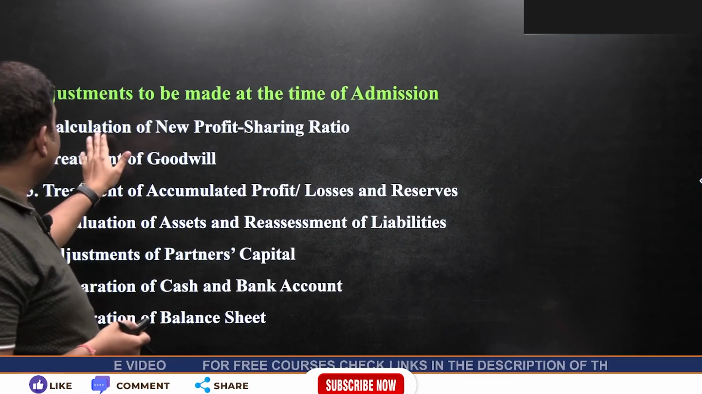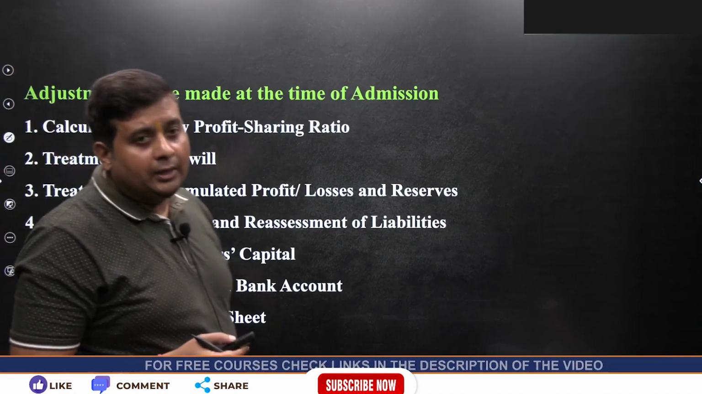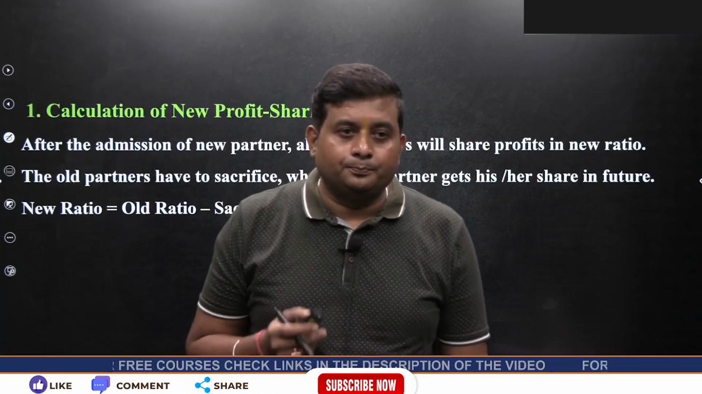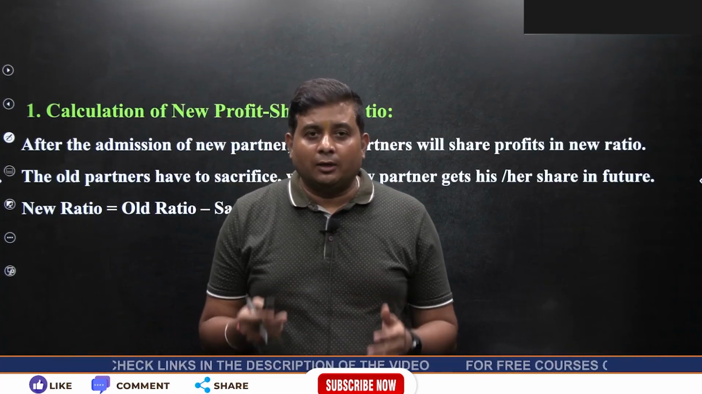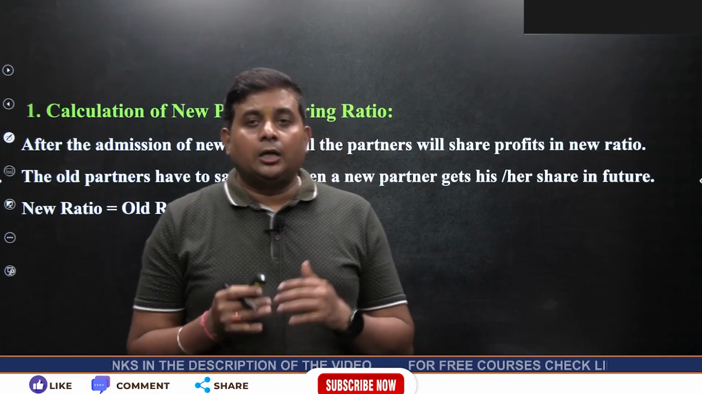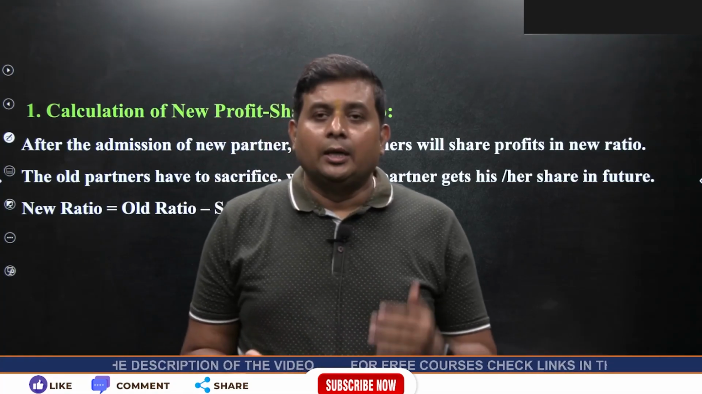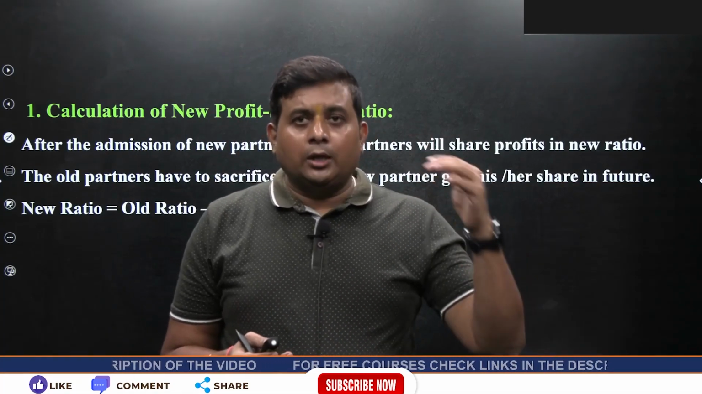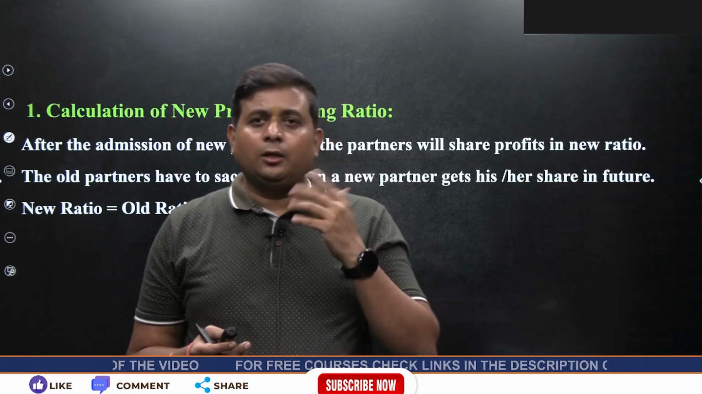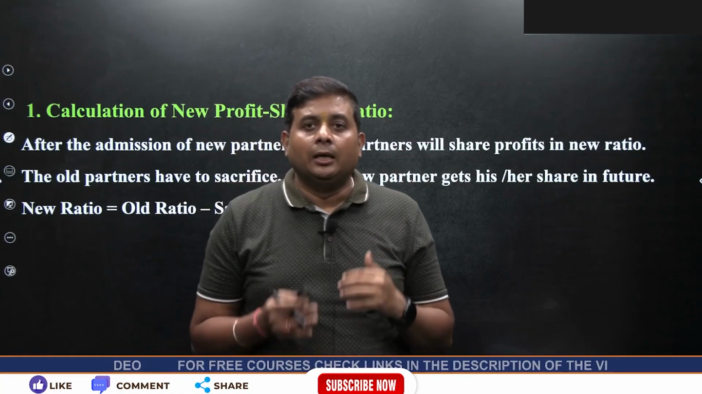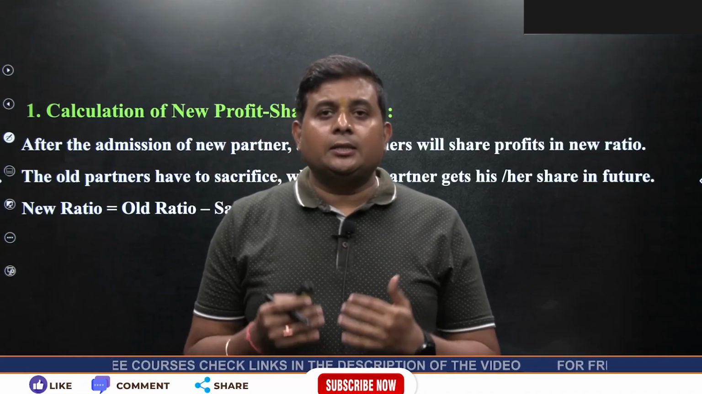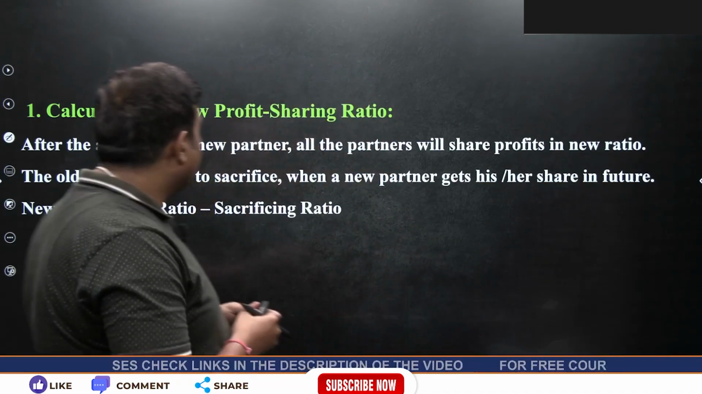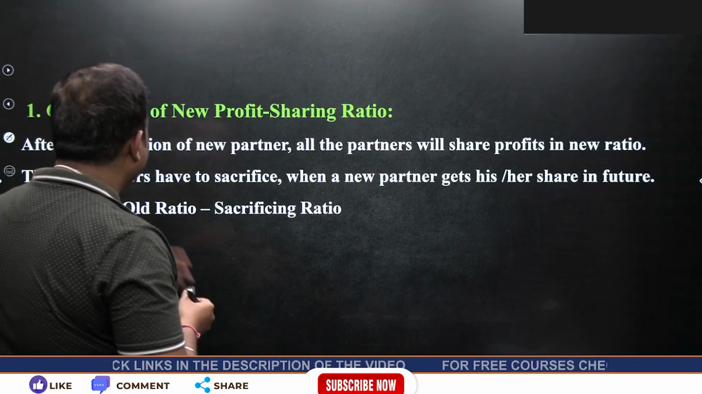So we start with the calculation of new profit and loss sharing ratio. As I mentioned, whenever a new partner becomes part of the organization, a new arrangement has to be made. The existing partner loses something and the new partner is gaining something. So let's talk about this first.